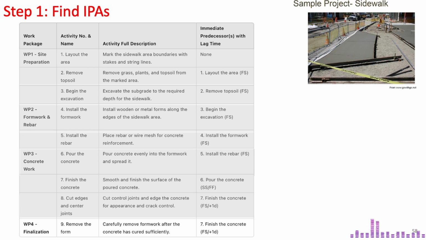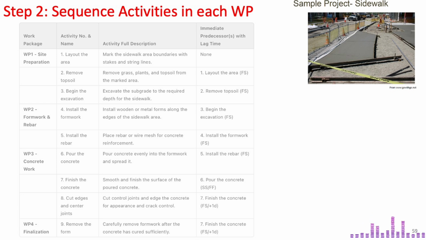Alright, now that we've logically identified the immediate predecessor for each activity, let's move on to step 2, where we use this information to sequence the activities within each work package and develop the complete project sequence. In step 2, you need to sequence activities based on the IPAs identified in step 1. You begin with activities that have no predecessors.